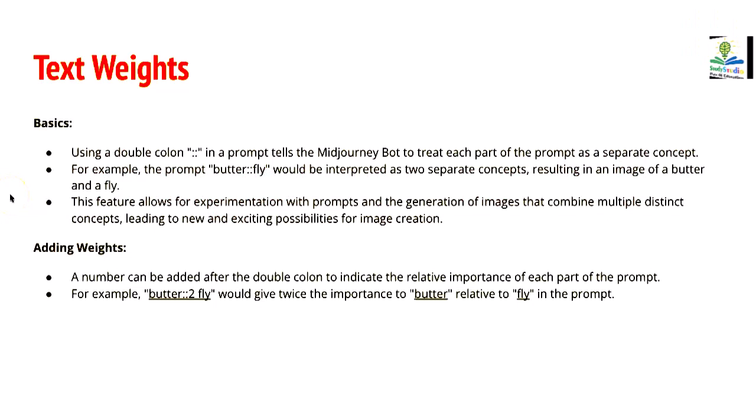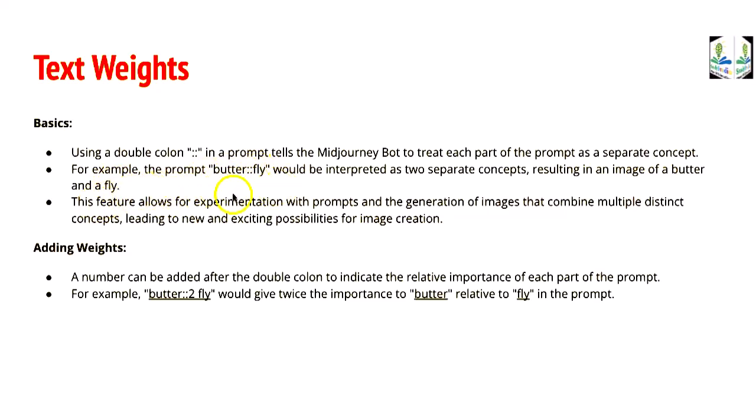The next thing we'll cover is using text weights. So using a double colon. Keep in mind we're using two colons here, so I'm calling it a double colon. In a prompt, it tells the Midjourney bot to treat each part of the prompt as a separate concept. So for example, the prompt butter::fly would be interpreted as two separate concepts, resulting in an image of a butter and a fly and not of the butterfly itself.